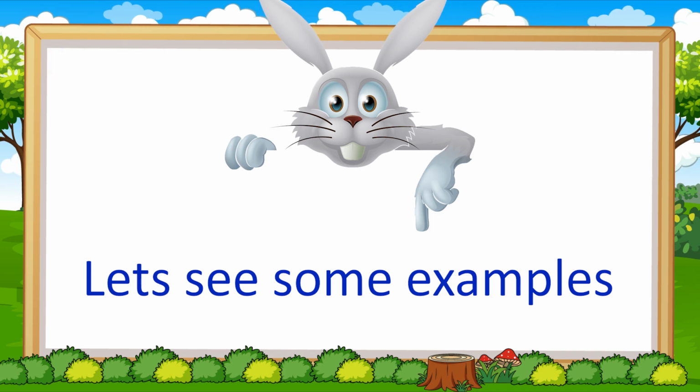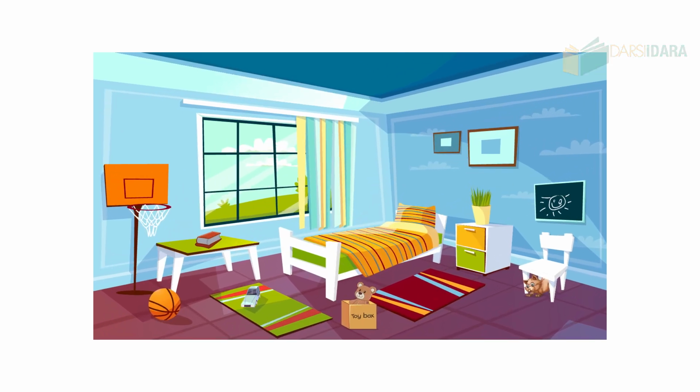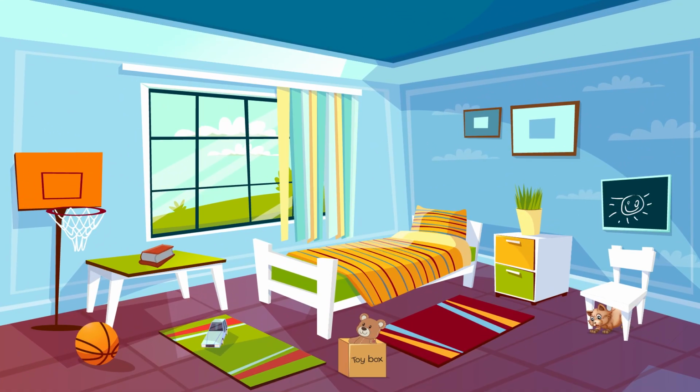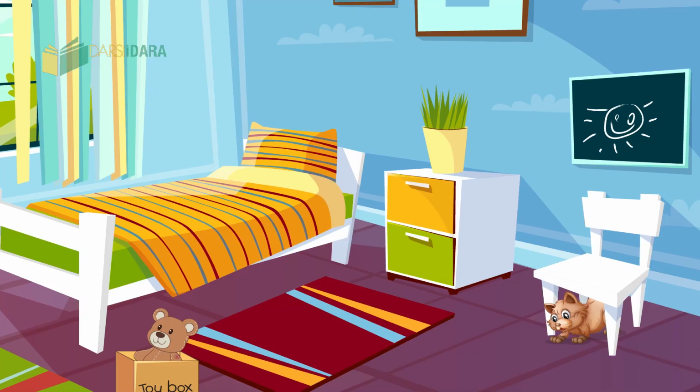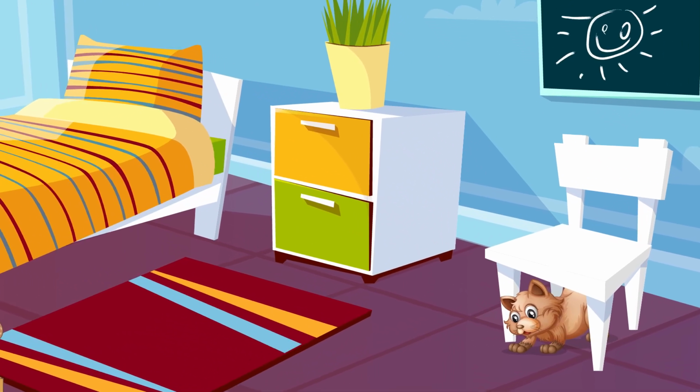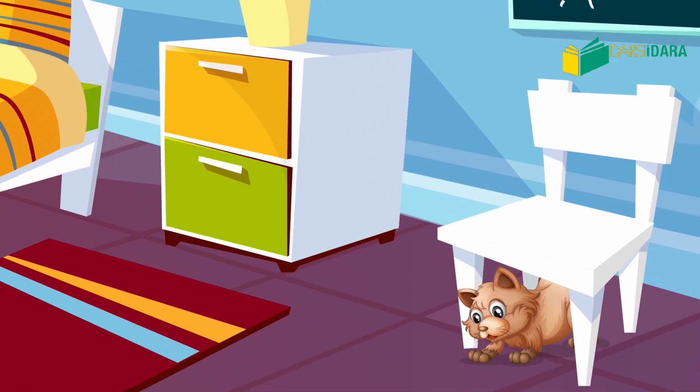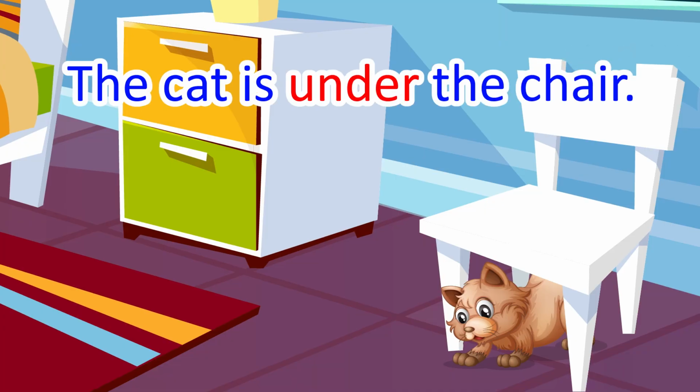Let's see some examples. Look at these pictures and tell about the position of nouns. Where is the cat in this picture? Right. The cat is under the chair.